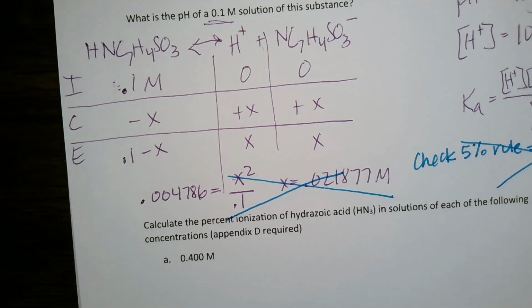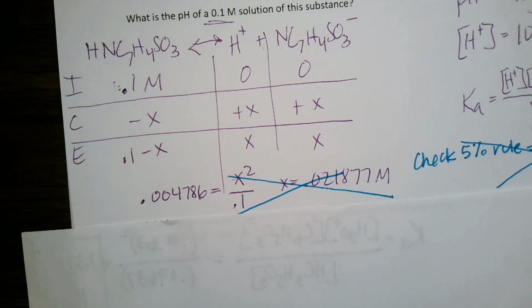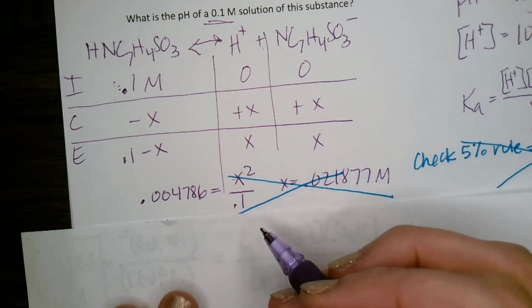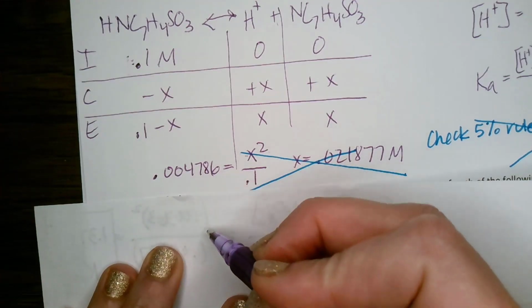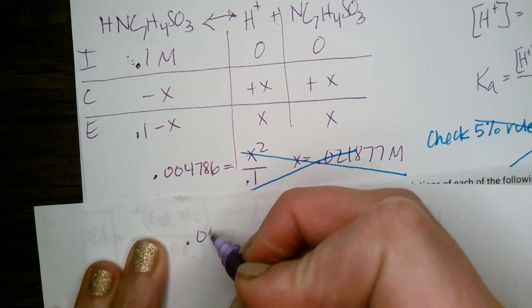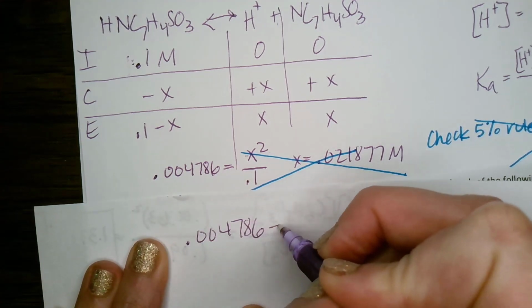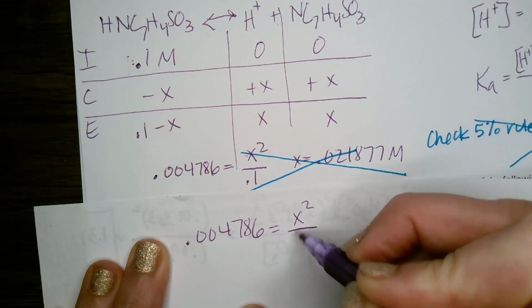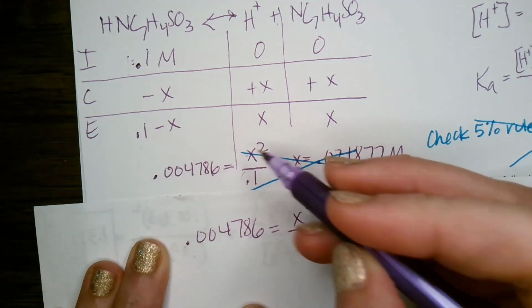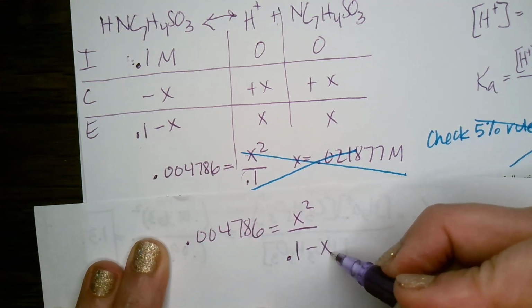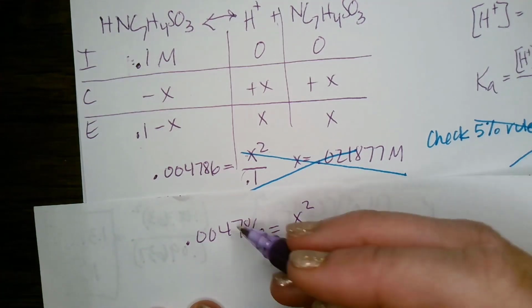We have to do our quadratic formula, so I'll get another piece of paper here. So back to the drawing board. We got to do our Ka: 0.004786 is equal to x squared over, well, we got to include that 0.1 minus x. All right, so let's cross multiply.